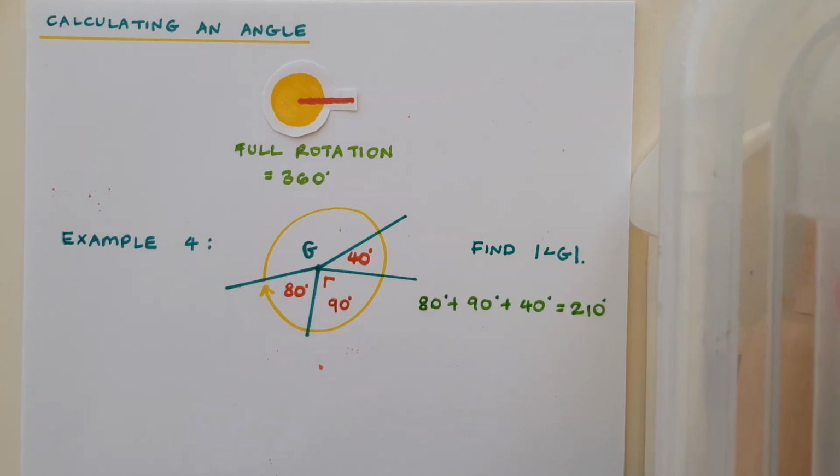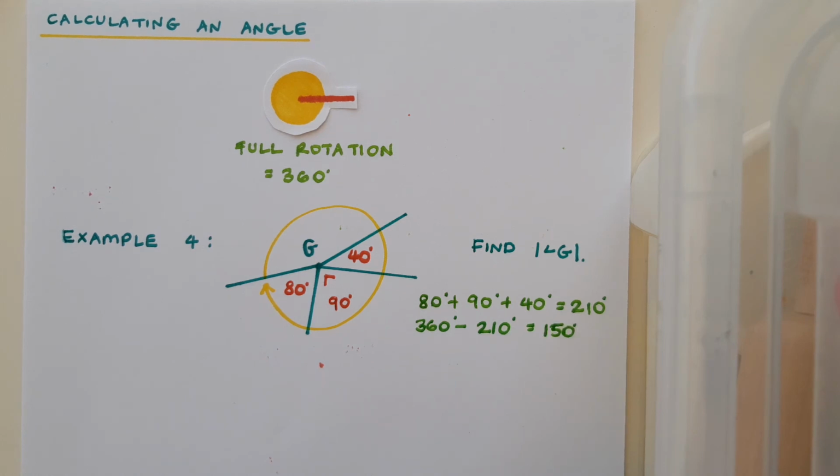When I add up my known angles, I get 210 degrees, and when I subtract this from 360, I'm going to get an angle of 150 degrees. Again, don't forget to conclude nice and clearly by naming the angle that you found. In this case, the angle G is 150 degrees.